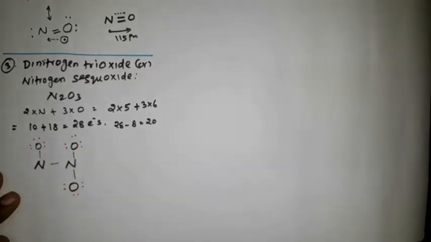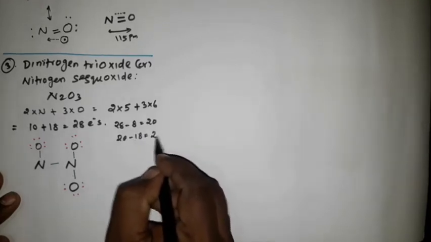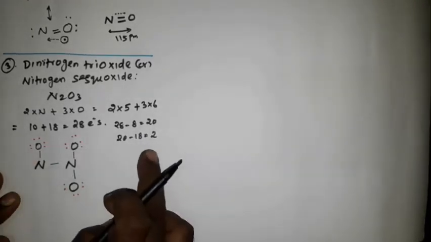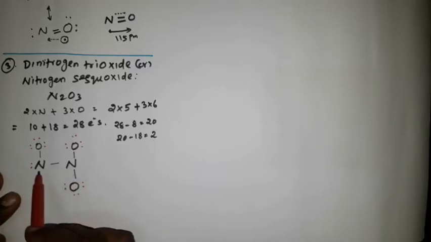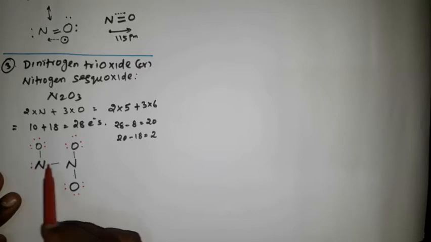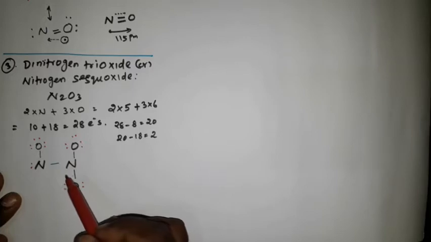So 3 into 6, 18 electrons. So out of 20, 18 electrons are completed, remaining 2 electrons. These 2 electrons you can share for the nitrogen atoms. So here 2 electrons, right? Now check octet for these nitrogen atoms. For this first nitrogen atom 2, 4, 6 only. This second nitrogen atom 2, 4, 6 electrons only.